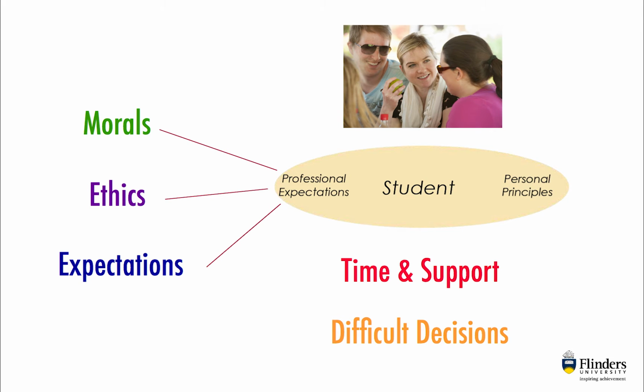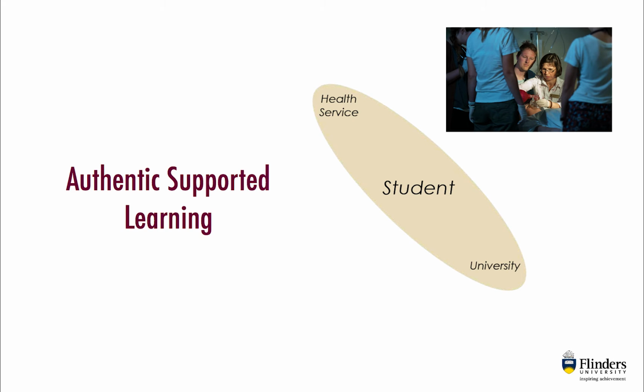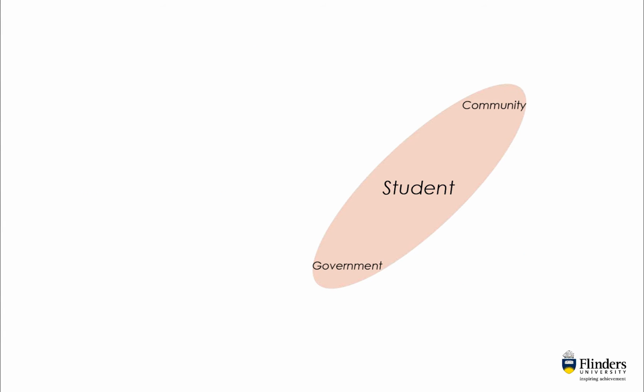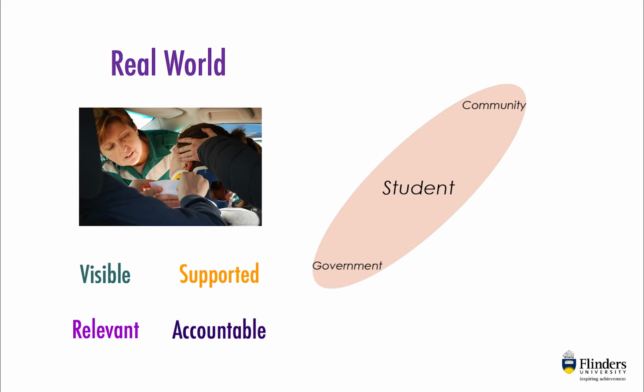Students' experiences in clinical settings are heavily influenced by the relationship between medical schools or universities and their health service providers. The key concept in a university health service relationship is that of authentic supported learning. The health service provides the context for authentic learning, whilst the university or medical school provides organisational and teaching support to the student. A symbiotic approach challenges clinical education to become embedded in the real world, to be visible, relevant, supported, and accountable to the community and its representatives.